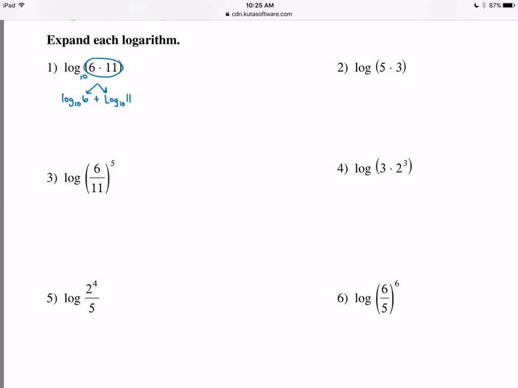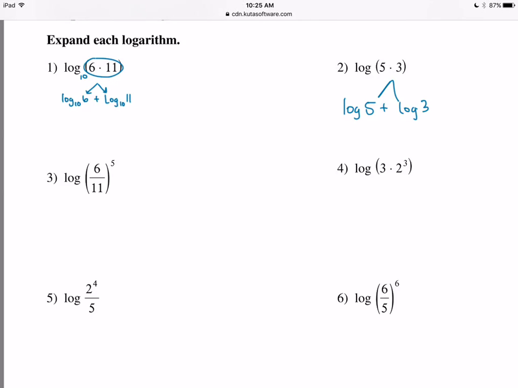All right, so for number two, very similar to number one, I can make this log 5 plus log 3. And just in case you're wondering, wait, where did the base go? I thought you said there would be base 10. Remember, there is, but it's implied, meaning I don't have to write it. We assume that it's base 10 if there's no base written. So we can just write log 5 plus log 3.